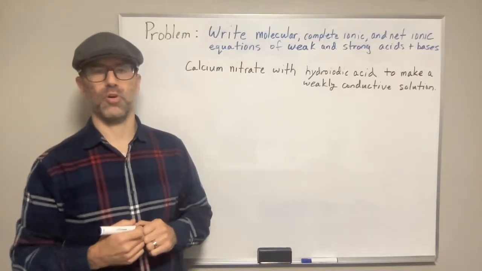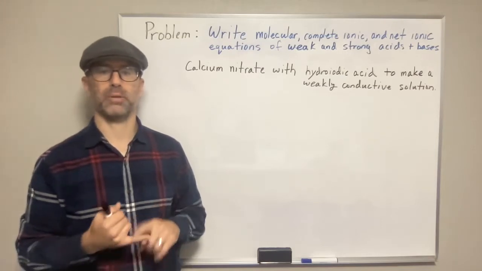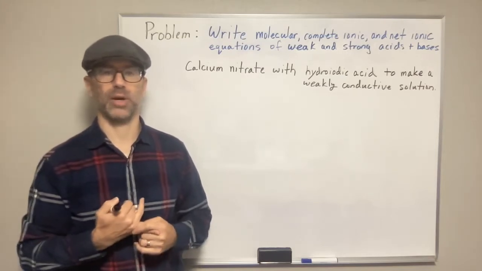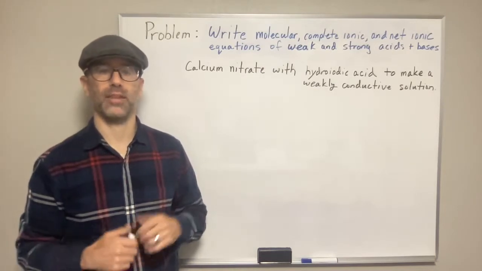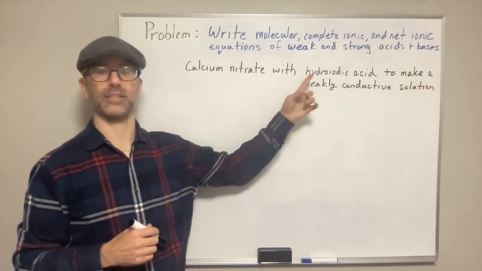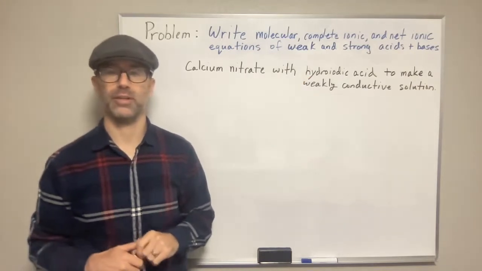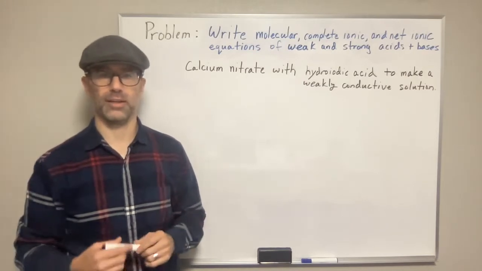My name is Mr. Cobalt, and in this video I'm going to go over how to write a molecular, complete ionic, and net ionic equation for weak and strong acids and bases. In this particular video we're going to go over calcium nitrate reacting with hydroiodic acid to make a weakly conductive solution. So let's get into this.